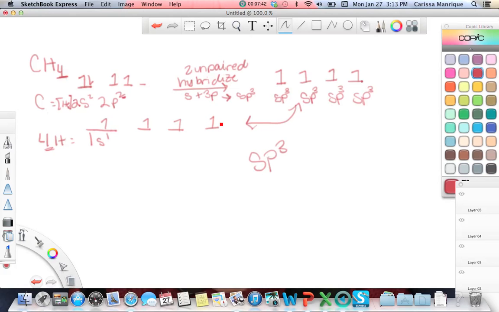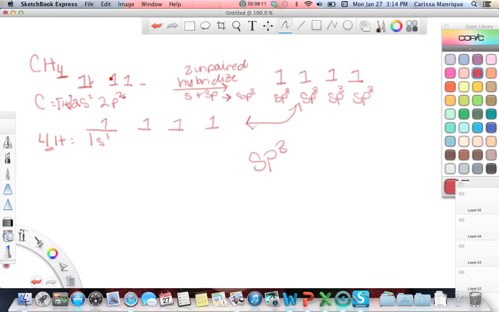I hope that makes sense. Again, there weren't enough unpaired electrons for carbon to efficiently bond with hydrogen, because it needed 4. So what it did, it mixed all of its valence orbitals together and then re-entered the electrons, so now it has the 4 unpaired like it needs. Anytime you need 4 unpaired electrons like this, that will be sp3.